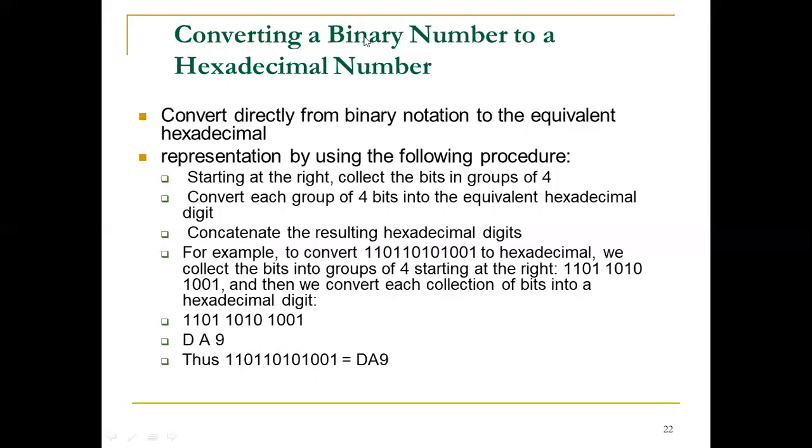Again, binary number should be converted into hexadecimal. So here also the same, exactly opposite process. Suppose you have to convert this 1101, 1010 and 1001 into its equivalent hexadecimal number. So first of all, you have to make a group of 4 from the right side, and then you have to write its equivalent hexadecimal number. So this is the equivalent hexadecimal number of this binary number.